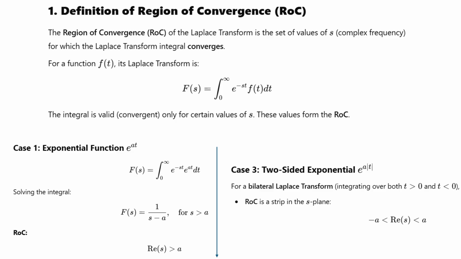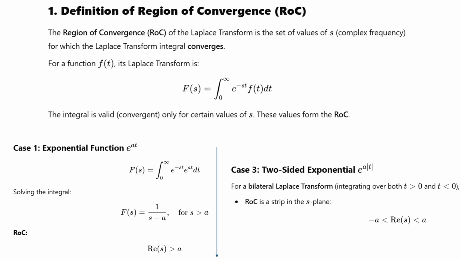Now, what do we mean by the region of convergence, that is ROC? The ROC of the Laplace transform is the set of values of s, the complex frequency, for which the Laplace transform integral converges. For a function f of t, its Laplace transform F(s) is the integral from 0 to infinity of e to the power minus s t times f(t) dt. The integral is valid only for certain values of s, not for all values. Whatever values it is defined for is called the ROC, or the region of convergence.